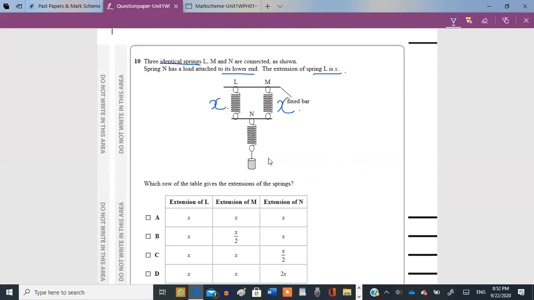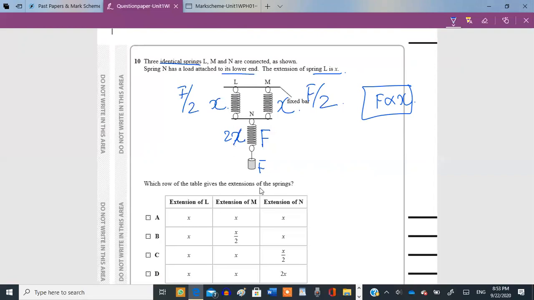Why is it going to be different? Because if you look at the force, this entire force F is acting on this first spring, but on these two springs, it's half the force that's acting. So there is double the force acting on spring N as compared to L, which is F upon 2. If this is F, and this is double, then you know that force is proportional to extension. If force has become doubled, will the extension also double? Yes, definitely. So now the extension of N is also going to be 2x.